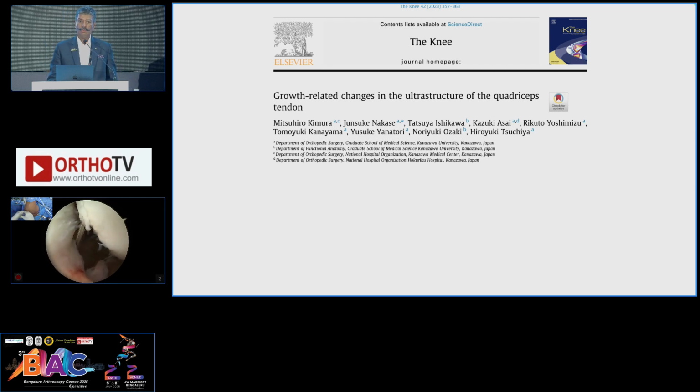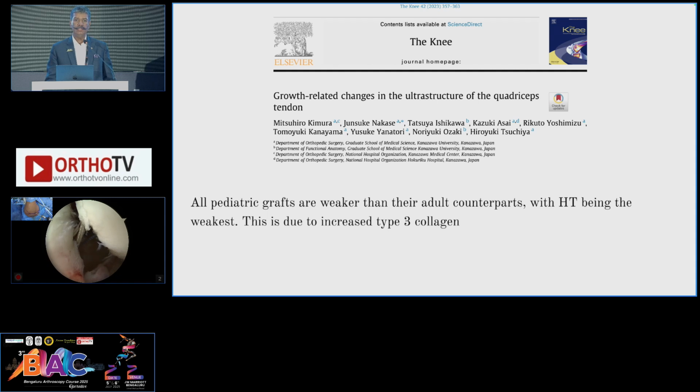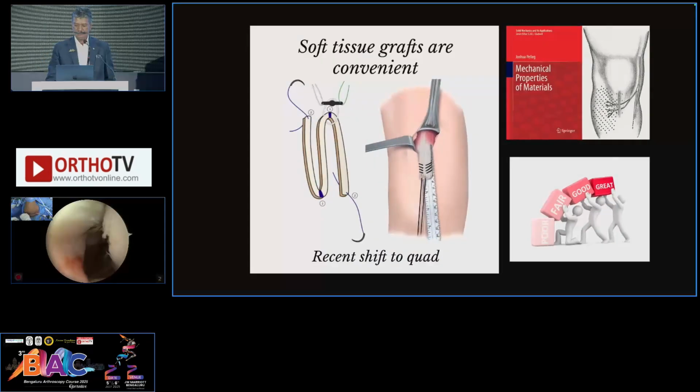One area where the quadriceps graft scores over hamstring is when you want to use it in an adolescent patient or in the immature skeleton. It is important to know that all pediatric grafts are weaker than their adult counterparts, but hamstring is the weakest. And that is because in a child there is more type 3 collagen.